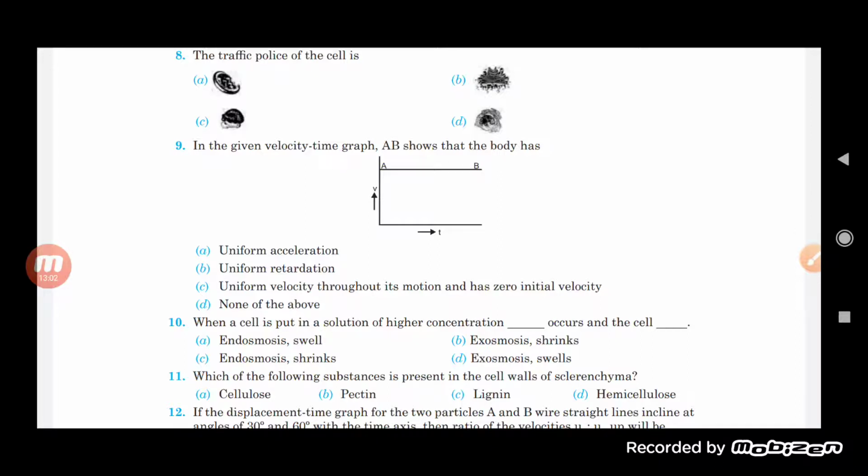Now see here, the traffic police of a cell is. So the traffic police, which is what? It is the Golgi apparatus. That is the traffic police. So according to that, B will be the correct option.